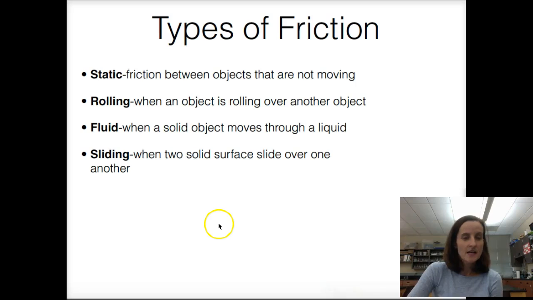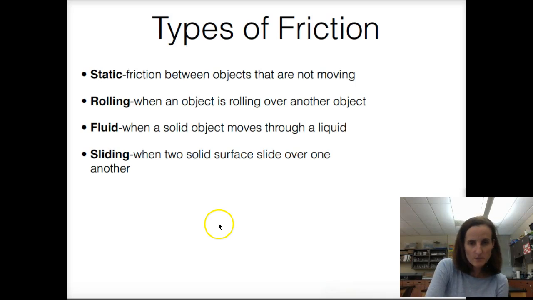And finally, we have sliding friction. This is the one you're going to be working with tomorrow, actually sliding and rolling. This is when one object slides over another object. So when you're dragging your sneakers or moving something across the desk tomorrow, this is sliding friction. One object is sliding over the other, and that sliding causes the object to slow down.